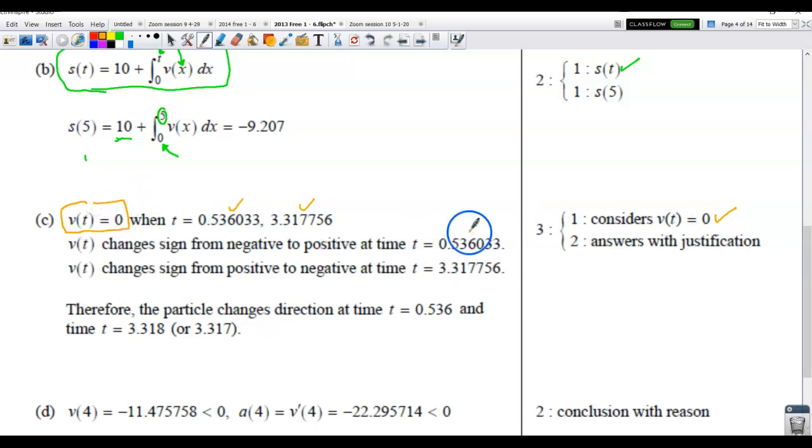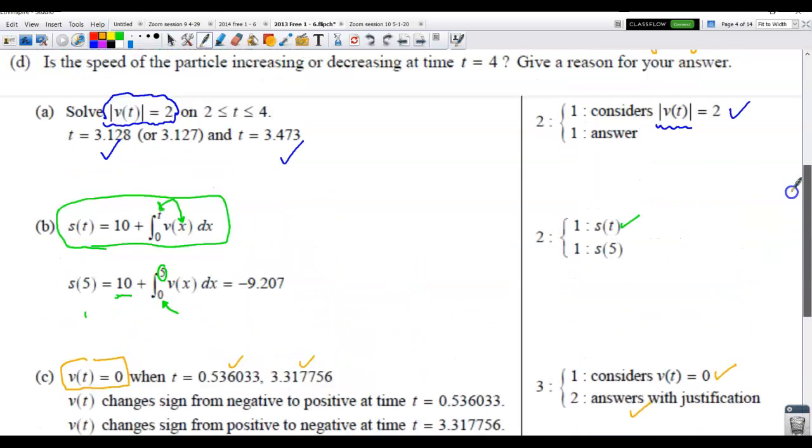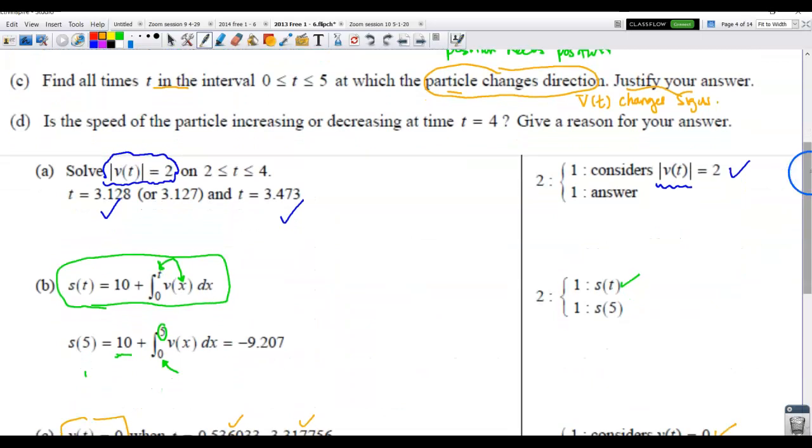You have to show setups, and then your answers with the justifications. And then lastly, letter D, we're back to speed again. So you can see by now that speed is an important concept. Is the speed increasing or decreasing? Now we know this very well.